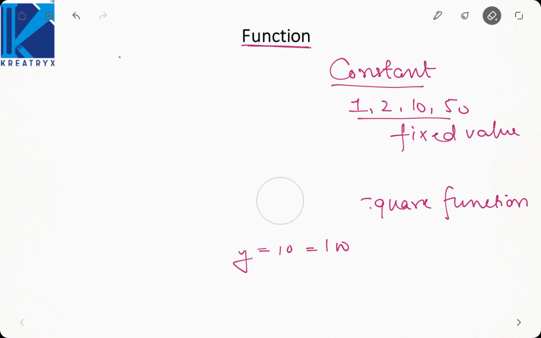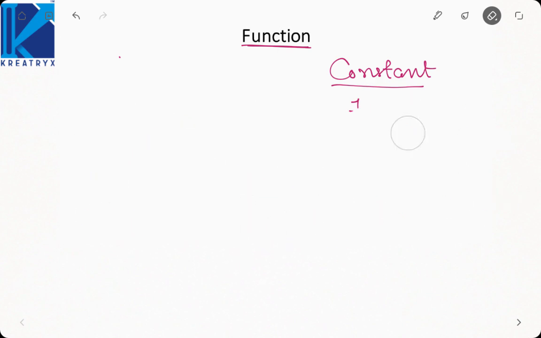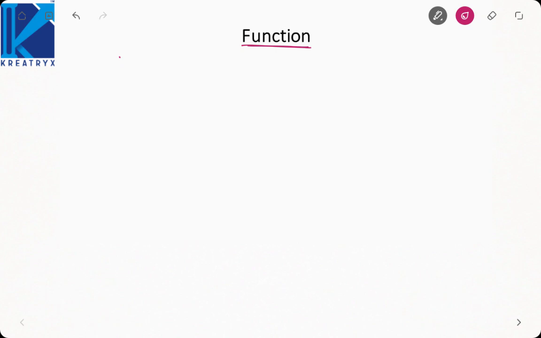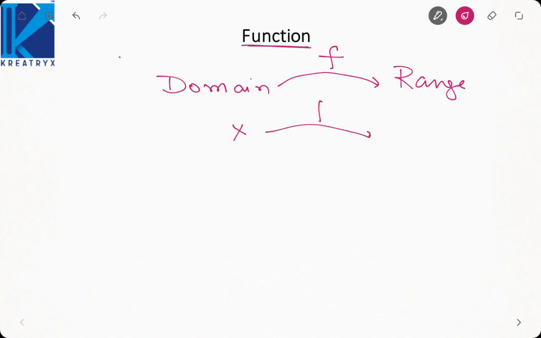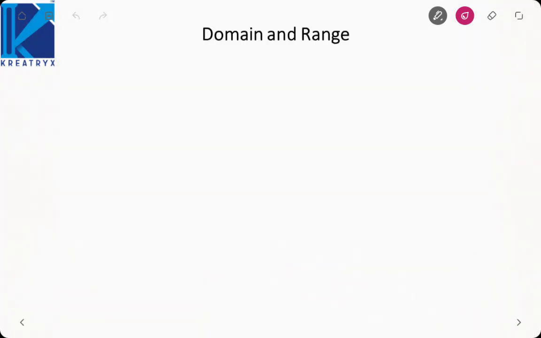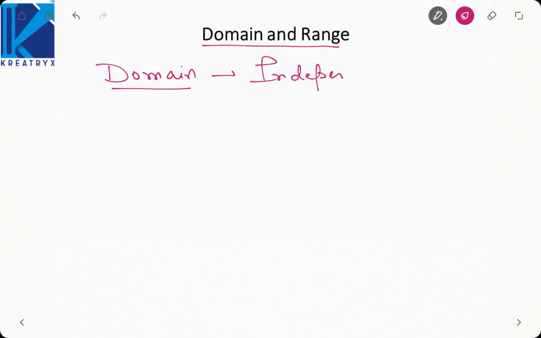Usually the range of the values of the independent variable is known as the domain of the function, and the range of the dependent variable is known as the range. So a function is basically a mapping between domain and range, or you can say a mapping between the independent and the dependent variable. Let us understand the meaning of domain and range. Domain is related to the independent variable. It is the set of values that an independent variable can assume.